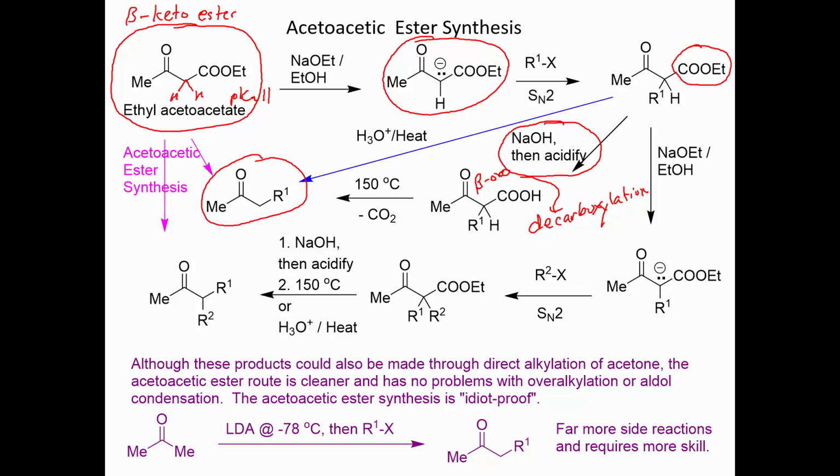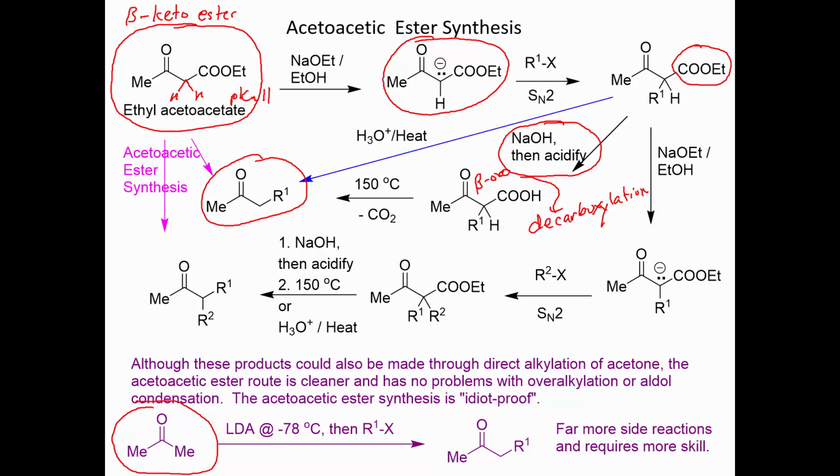And if you lose CO2, you get the alkylated ketone. Recognize that this is the same product you could have gotten from alkylating just plain old acetone at low temperature, but this is much easier to do. Okay, even though it's 3 steps, the average person, experienced or a rookie at organic chemistry, will probably get a better yield of product using this 3-step acetoacetic ester route.